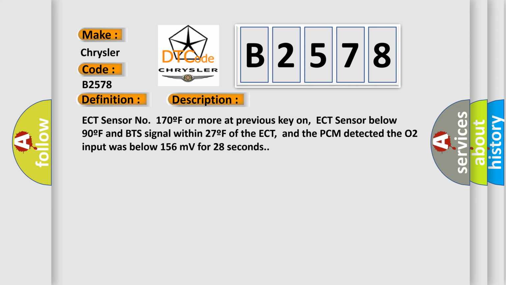ECT sensor 170F or more at previous key on, ECT sensor below 90F and BTS signal within 27F of the ECT, and the PCM detected the O2 input was below 156 mV for 28 seconds.